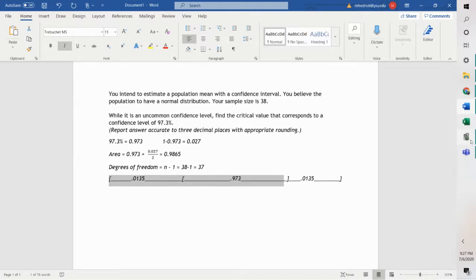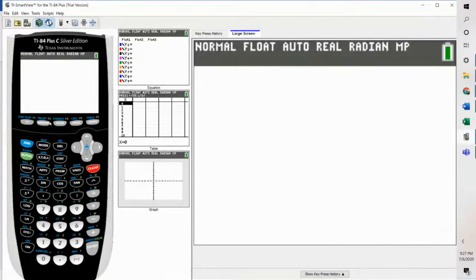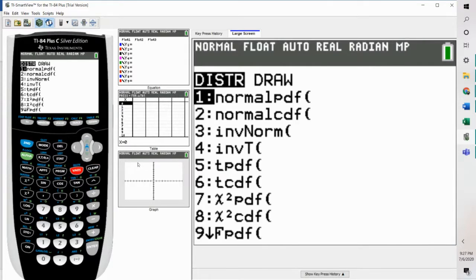find the t value, bring up our calculator. It's distribution, so you hit second and variables because you want the distribution, and then it's inverse t. So we need to go down to number 4 and hit enter.